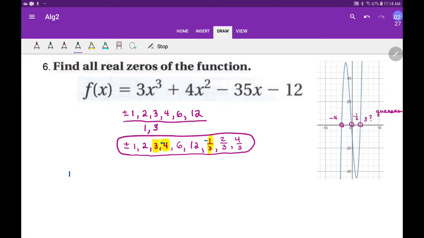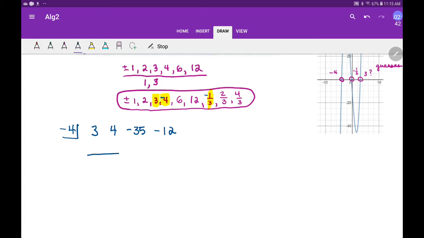And so we'll start with -4. And I put 3 for x to the 3rd, 4 for x squared, -35 for x, and -12 for the constant. And let's see what we get. We bring down the 3 and we multiply by -4, that's -12. That gives me a -8 when I add it to the 4. -4 and -8 make +32. That gives me a -3 when I combine it with -35. And a -3 and a -4 make a +12, which combined with -12 gives me 0. So that is a factor.